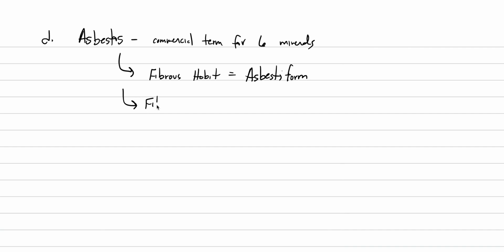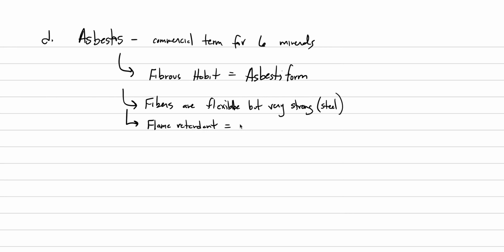So let's just say here that fibers are flexible, but very strong. Like as strong as steel. Very strong things. And for this reason, it has been used as a flame retardant. It can't burn, it's a rock. But it can be put in buildings and in fabrics.